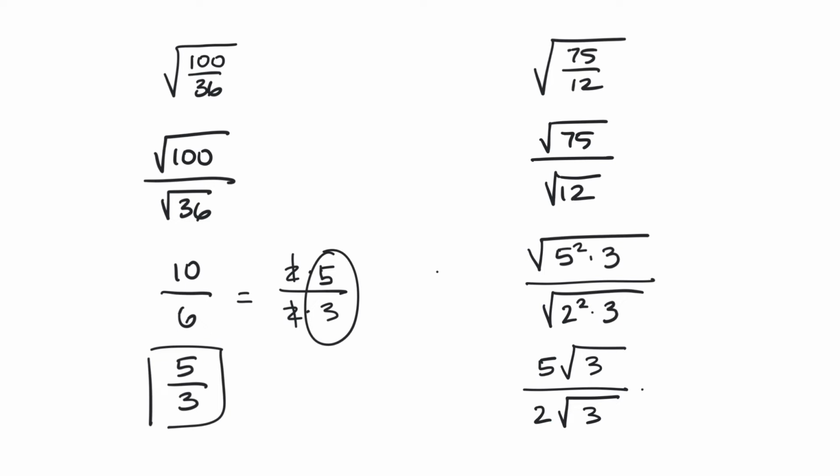We can cancel that out, because really what's going on in the numerator is we have 5 times the square root of 3 over, and then in the denominator, 2 times the square root of 3. So just like if this was 3 over 3 or 10 over 10, you can cancel this with this, and you're left with 5 over 2.